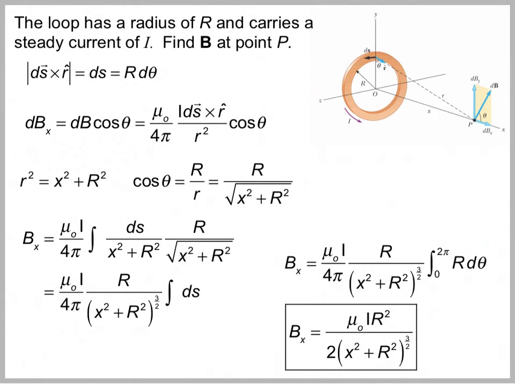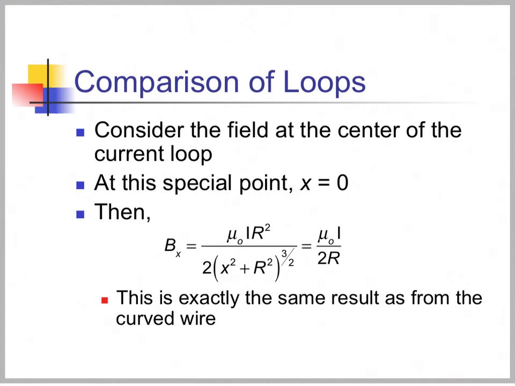Now consider the field at the center of the current loop. At that special point, x equals 0. So we plug in 0, we get that the magnetic field is mu naught I over 2r. That's exactly the same result as we got from the curved wire.